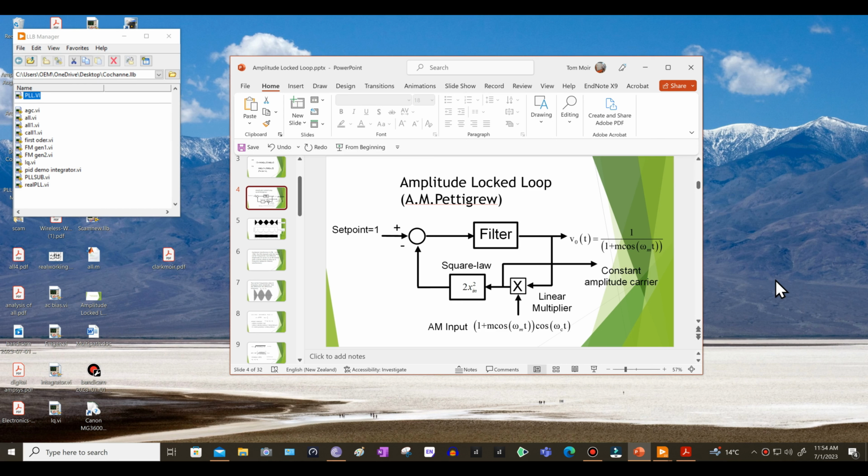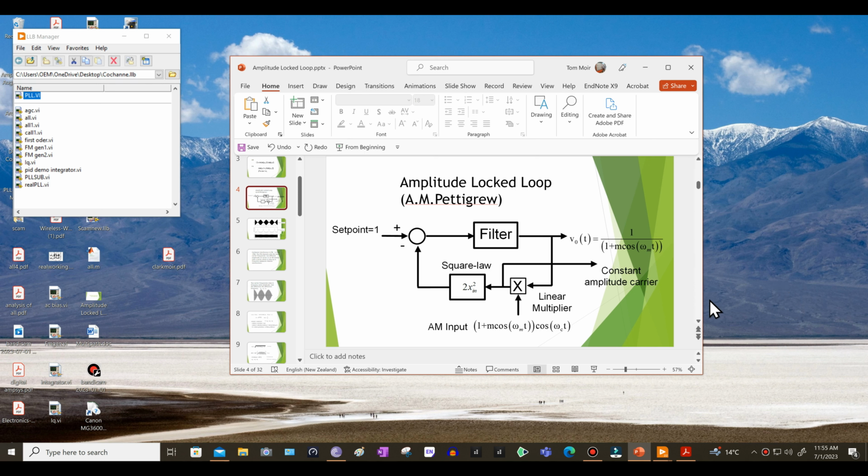Welcome back. I'm going to continue the little bit of the history of the Amplitude Locked Loop and what we used it for, and maybe even it's being used for something I don't know. But let's continue with the Amplitude Locked Loop and remind ourselves of what it was.